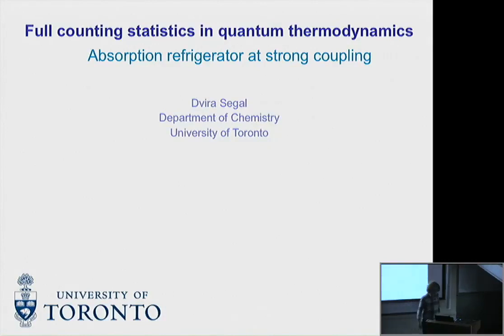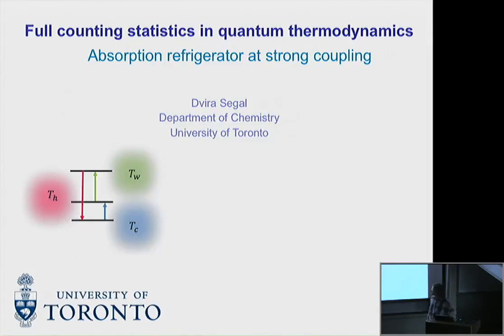So the example will be an absorption refrigerator at strong coupling. It's a model that has been investigated a lot. There is a nice review by Ronnie and others. The objective is to extract energy from the cold bath and dump it into the hot bath. And you need to do some work, and the way it's done here is by including an additional thermal heat bath, which is very hot. We refer to it as a work reservoir. So you would like to cool down this cold bath and dump the energy into this one. And this is a working fluid, a 3-level system.